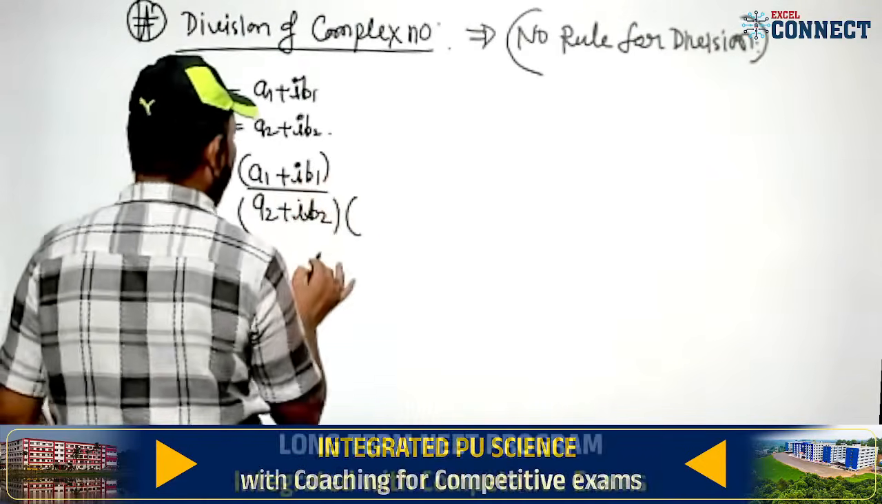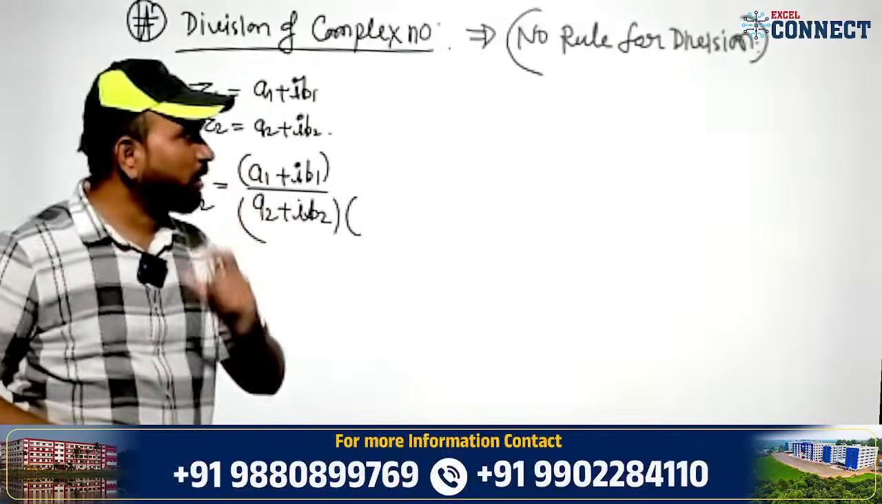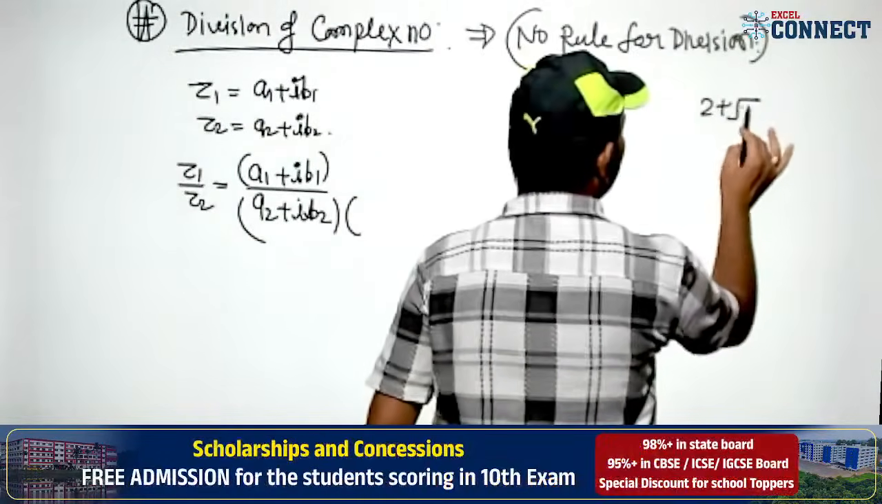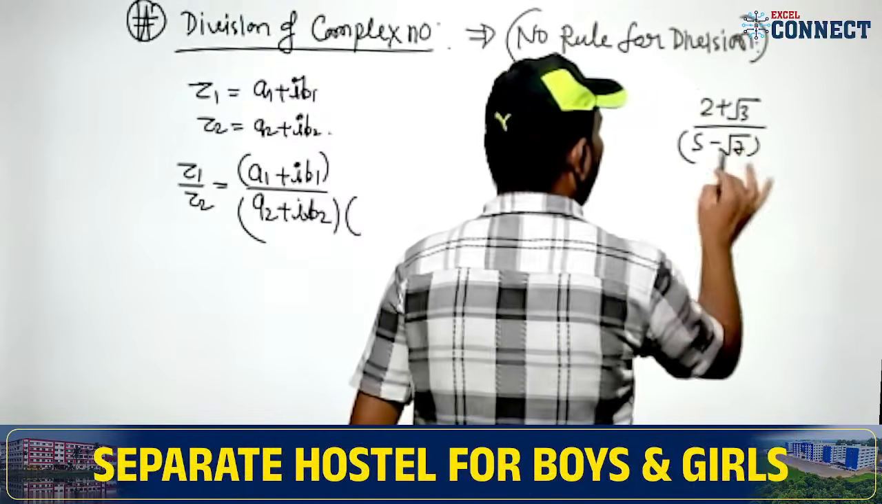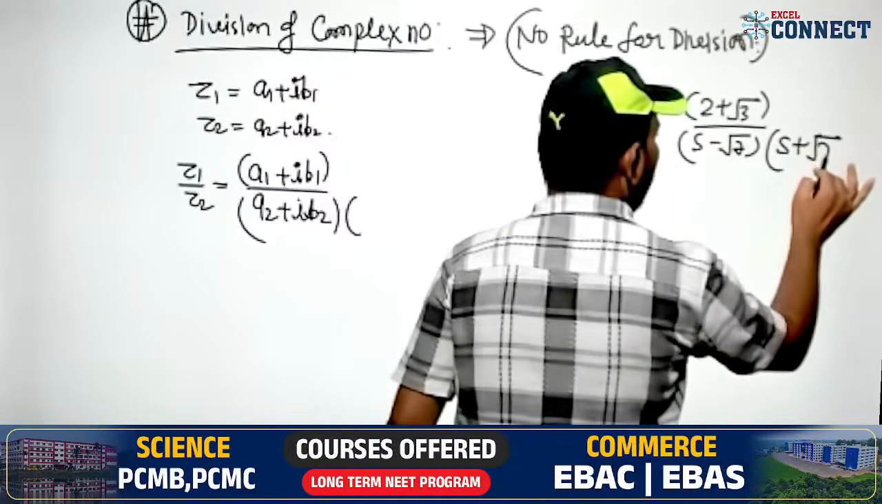Just multiply by the conjugate of the denominator. As you did with, let's suppose, 2 plus root 3 divided by 5 minus root 7. If this type of number division comes, then what will you do? Multiply both sides, you will do rationalization.